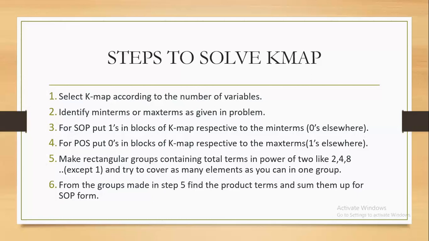If it is minterms, we represent them using a small m, and maxterms using a capital M. If the terms are given as minterms, we use ones, and if you are using maxterms, then we use the digit 0. So in SOP form we use ones, and in POS form we use zeros. Then make rectangular groups containing a total number of terms in powers of 2, like 2, 4, 8, except 1. This is how the steps are to be followed.